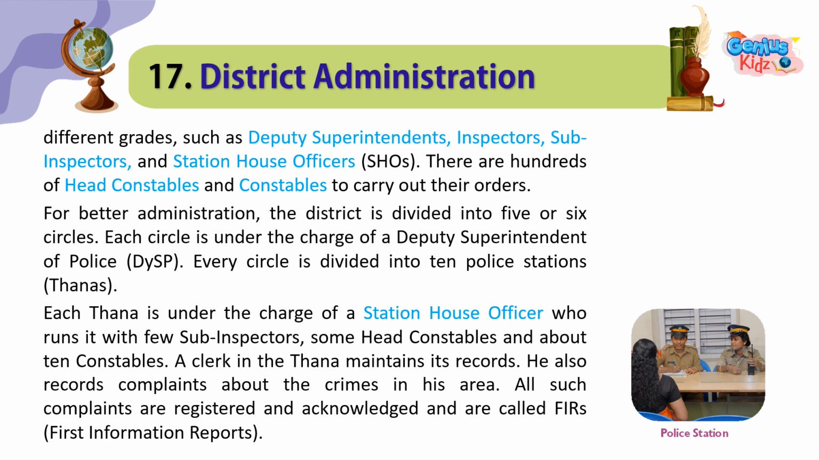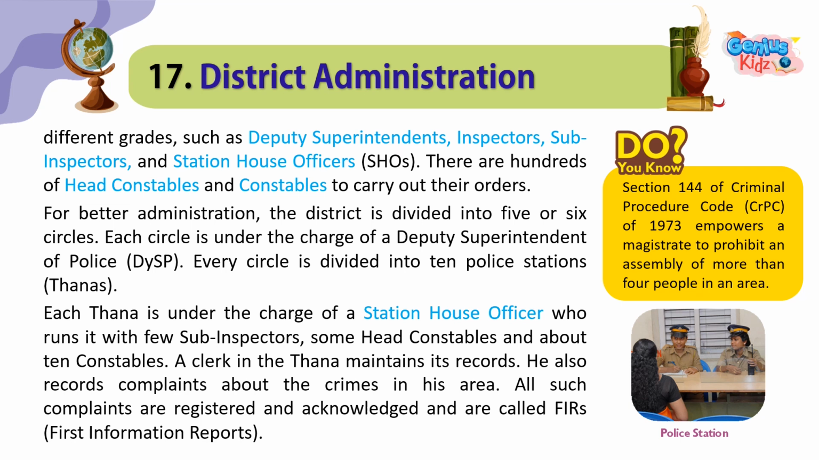Each circle is under the charge of a Deputy Superintendent of Police, DYSP. Every circle is divided into 10 police stations, thanas. Each thana is under the charge of a station house officer who runs it with a few sub-inspectors, some head constables, and about 10 constables. A clerk in the thana maintains its records. He also records complaints about the crimes in his area. All such complaints are registered and acknowledged and are called FIR, First Information Reports.